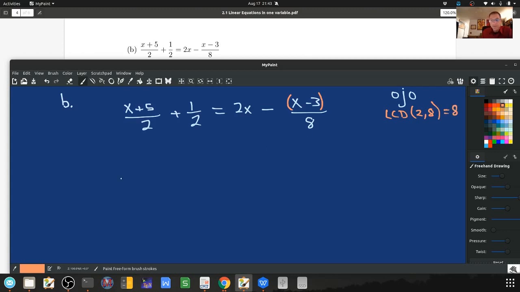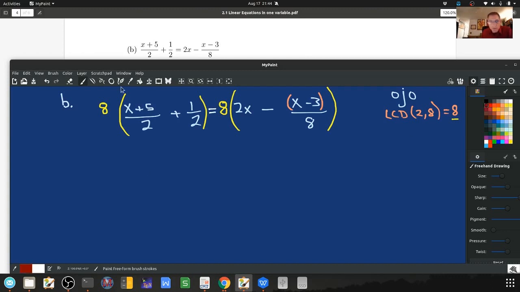So what do we do? We wrap the entirety of both sides in parentheses and multiply by our LCD. I'm going to put my 8 here. Maybe I could squeeze in another 8 here, if you really care. Of course, I'm going to have to write my equal sign in there. We can't forget that.